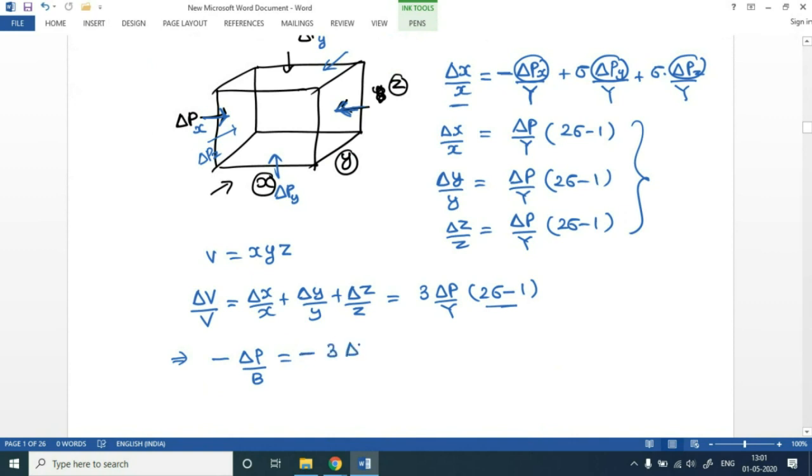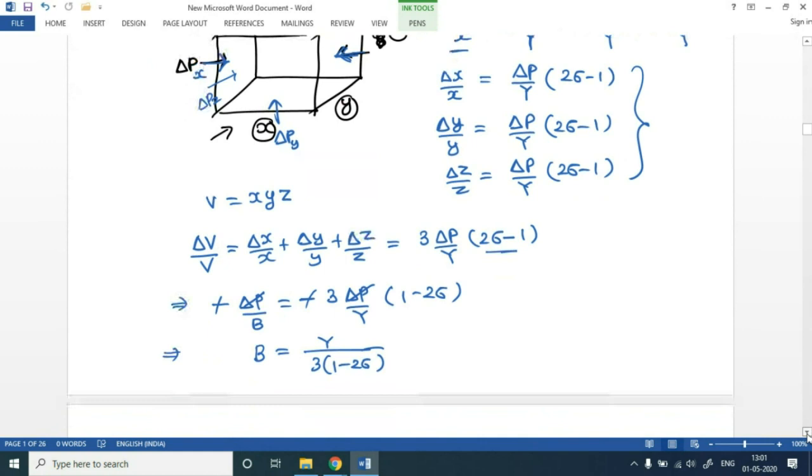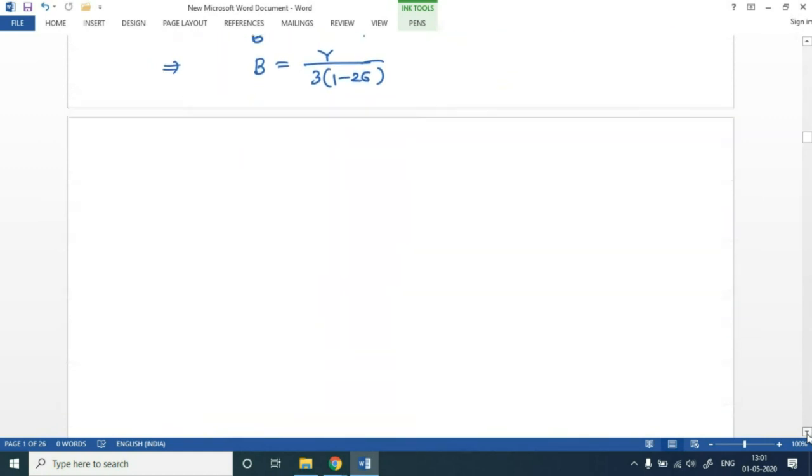So minus 3 times delta P by Y, and this will turn out to be 1 minus 2 sigma over here, and this delta P and this delta P will get cancelled. This negative sign will also get cancelled, and you will be left with this expression: B is equal to Y upon 3 into 1 minus 2 sigma. Similarly, you can derive relationships between other moduli of elasticity. This was one of the examples.